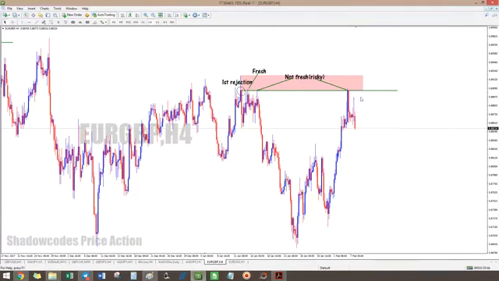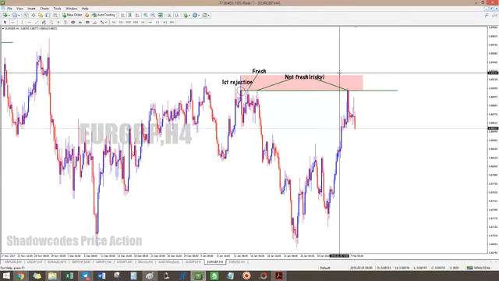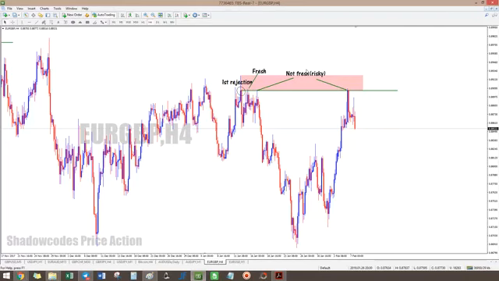The second and the third are quite dangerous, but you can still take the trade. Just make sure your stop loss is over here, because if you are being too careful, you also will not make any money in the market because you are surrounded by fear. Sometimes you must be brave enough to take the trade.